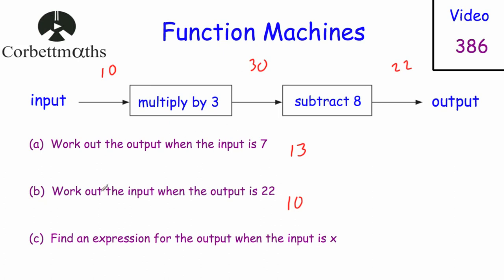So we've done part A and part B, and part C says find an expression for the output when the input is x. So if the input is x, we're going to multiply by 3, well that's 3x, and then we're going to subtract 8, so that's 3x subtract 8, and that's it. So an expression for the output would be 3x subtract 8.